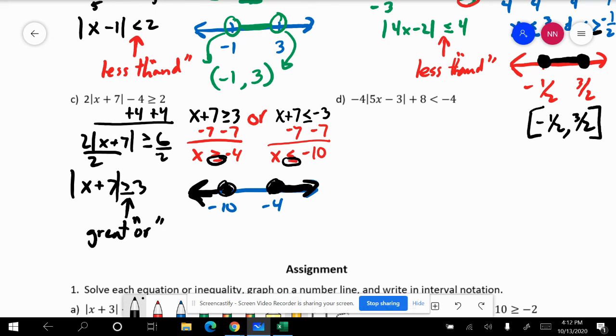Now, interval notation is a little bit more difficult because we have to do it for two lines, not just one. The first one is going to negative infinity, and the second one is going to infinity.